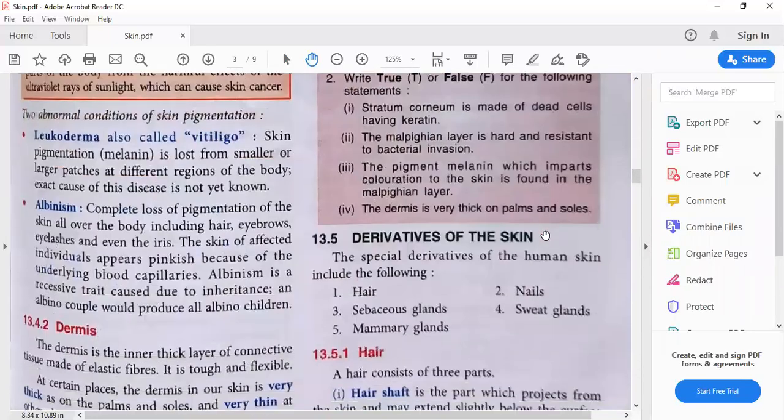Okay, any doubts till now? No, ma'am. Okay, चलो let's read about derivatives of the skin. Derivatives का मतलब होता है the extension of the skin. Skin और क्या क्या provide करते हैं, skin के अंदर और क्या क्या होता है, you can say that way also. So what are those things? First of all is hair, nails, sebaceous glands, sweat glands and mammary glands.